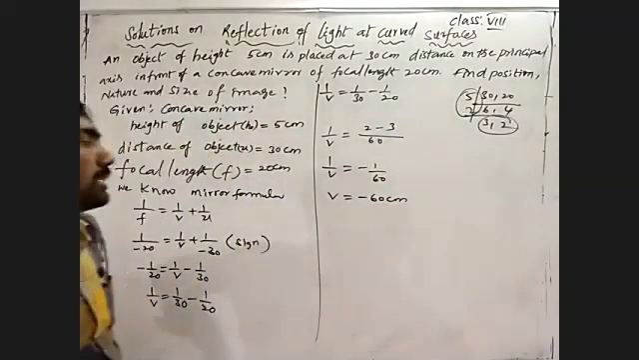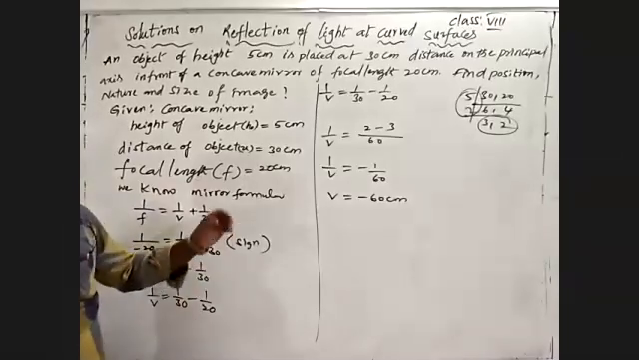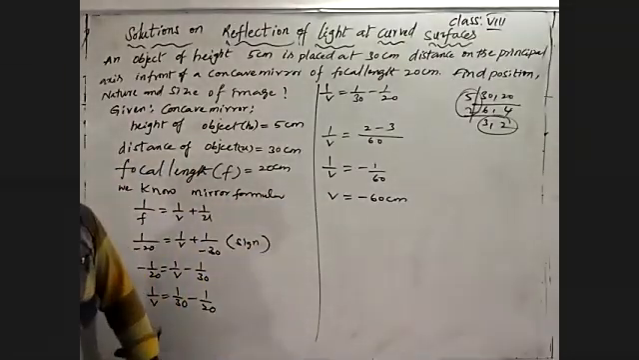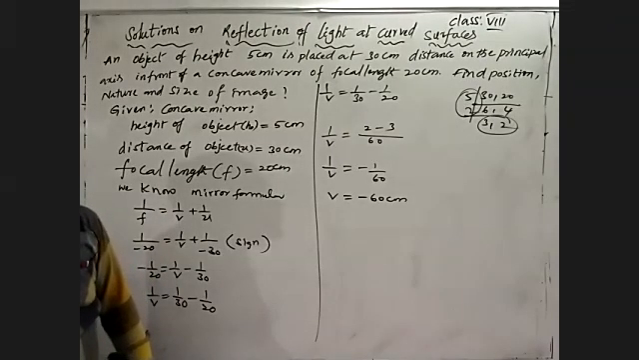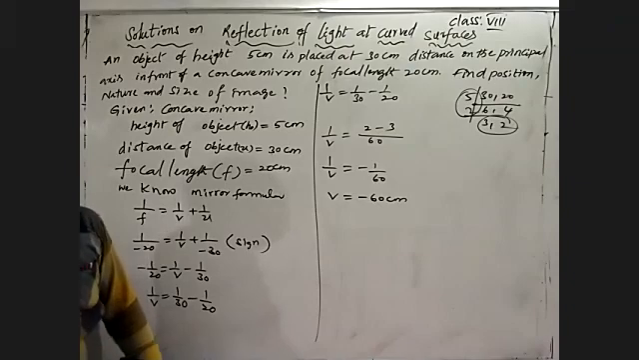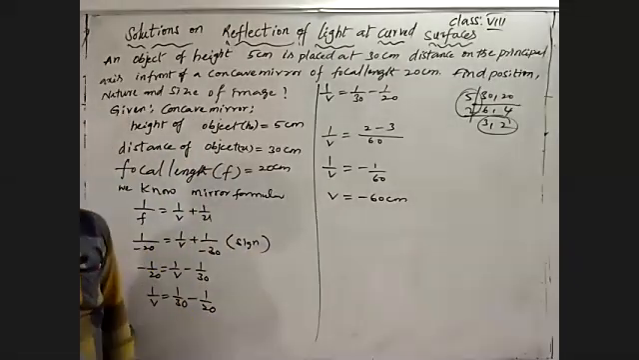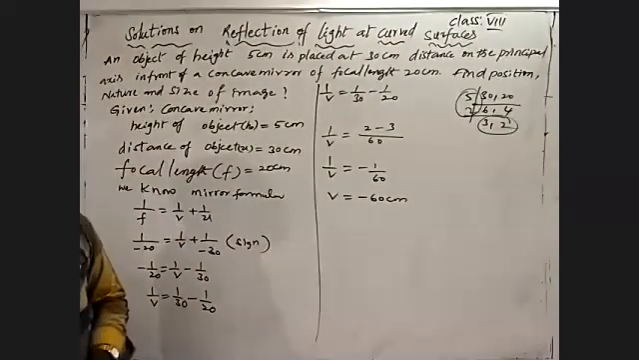At what distance will the image form? 60 centimeter. So we got this with the sign convention. Image forming at where? In front of the mirror. That's why it is negative, because we are measuring in the direction opposite to the incident light ray. So the image is formed at 60 centimeters from a concave mirror.